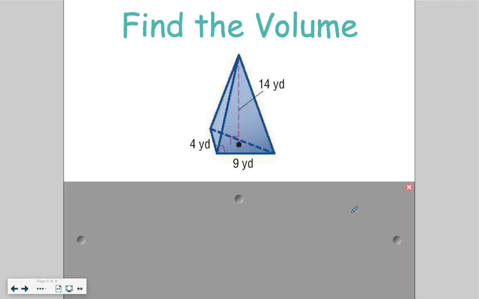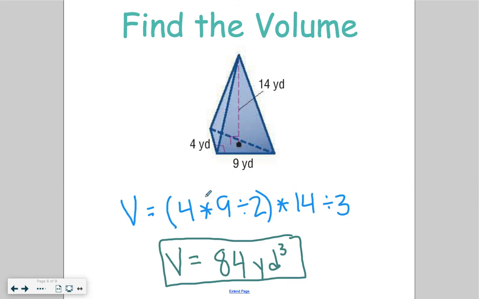Go ahead and try this one on your own. Setting up, we do base times height divided by 2, and then multiplying by the height of the pyramid, dividing by 3, gives us 84 yards cubed.